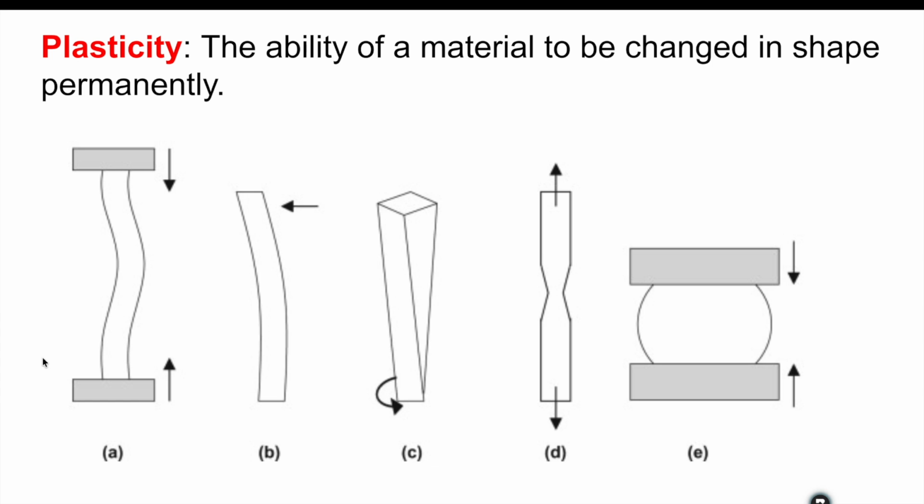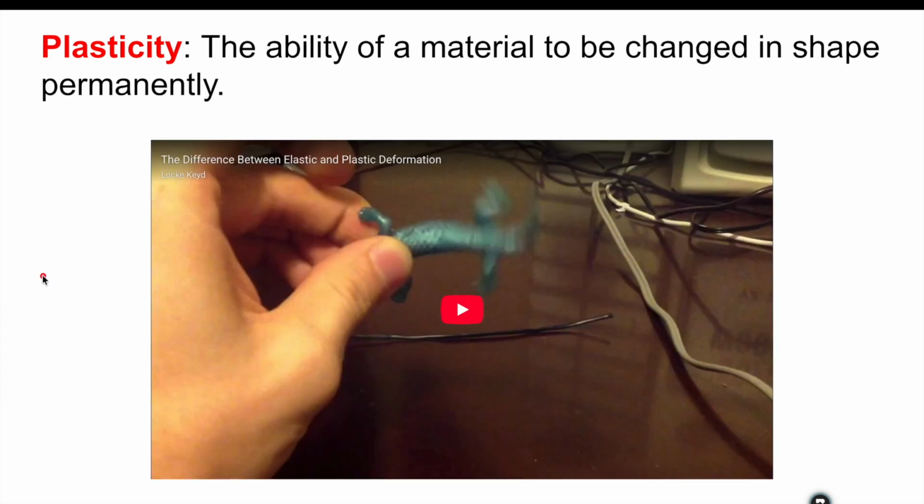Plasticity is the ability of a material to change its shape permanently. And so this is through different forces. This is called buckling because we are compressing it. This is deflection. This is torsion. This is tension. And this would be compression. This is just a quick video about plasticity and elasticity.